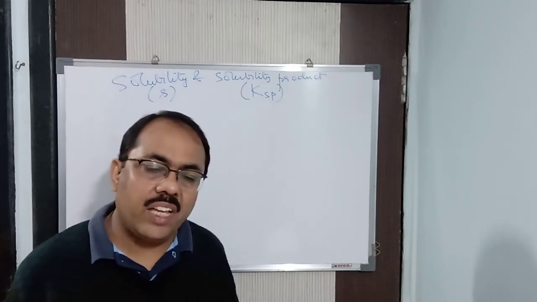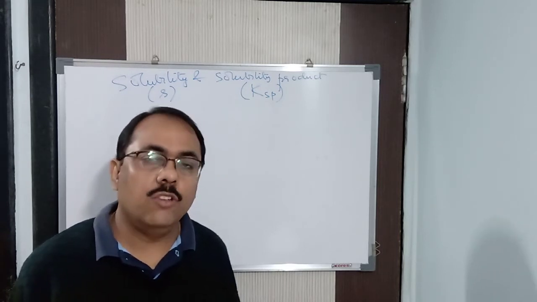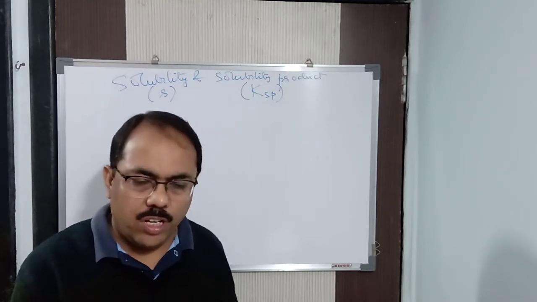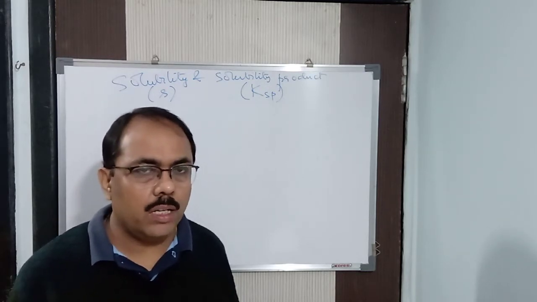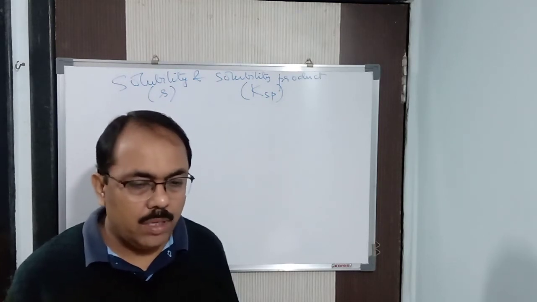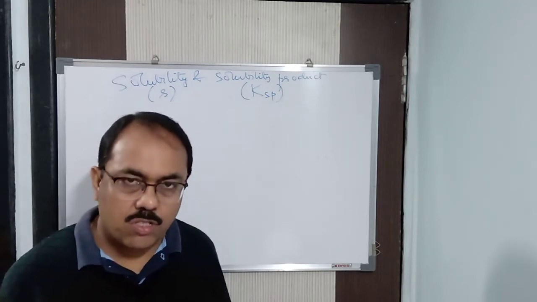So we can say solubility is also the molarity of the solution, whose unit is moles per liter or capital M. Generally the unit of solubility is taken to be moles per liter, that is capital M. Got it? Fine, this is your solubility.